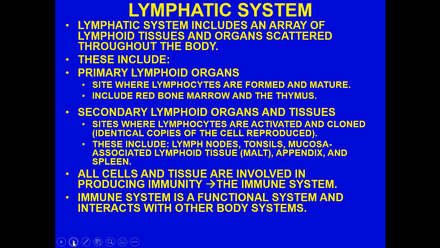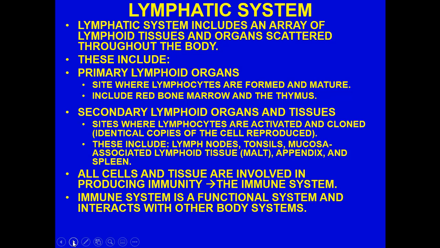Now, the lymphatic system includes an array of lymphoid tissues and organs. They're scattered throughout the body. Now, there's two major distinctions here. One is called primary lymphoid organs, and these are sites where lymphocytes are formed and mature. They include the red bone marrow and the thymus. Secondary lymphoid organs and tissues are sites where lymphocytes are activated. They are also cloned, and what I mean by cloned is identical copies of the cell are reproduced.